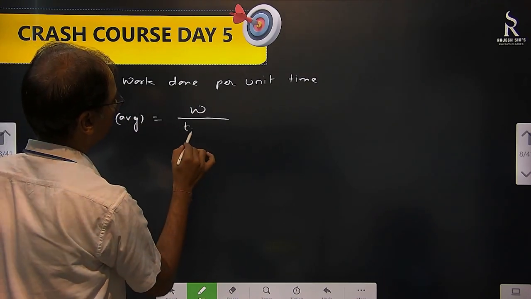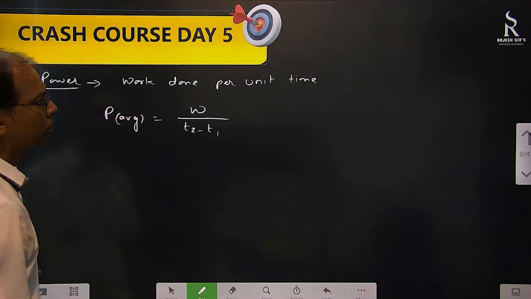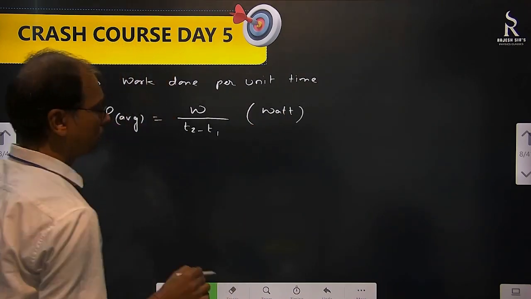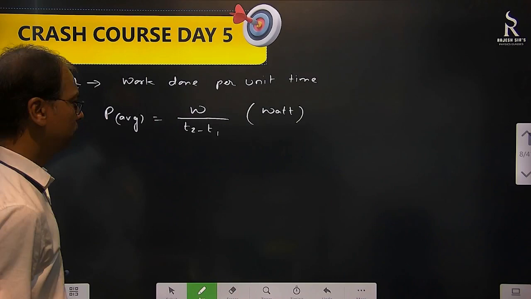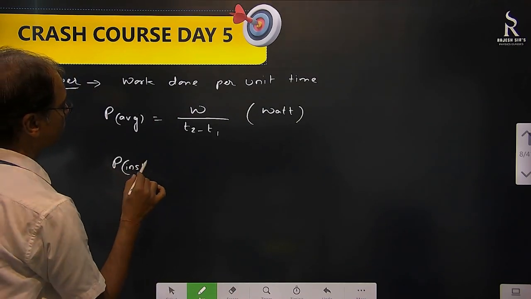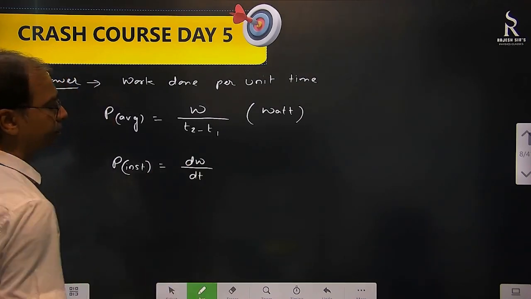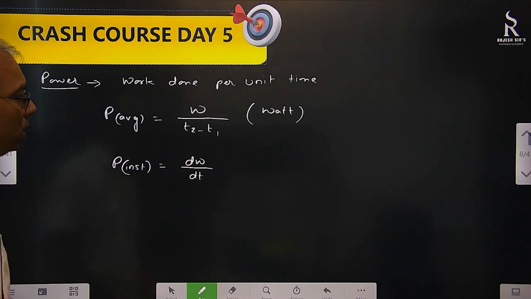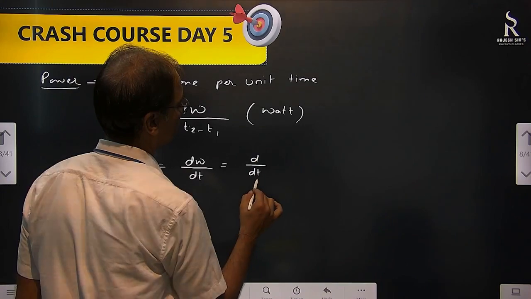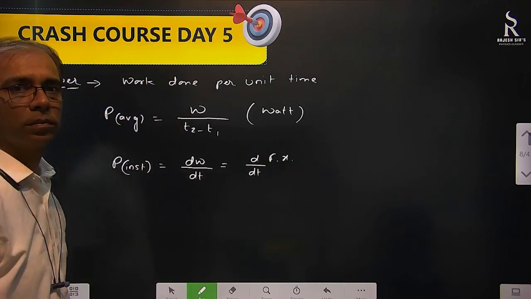Average power you can say is W by (T2 minus T1), or W by delta T. Its unit is watt. It is a scalar quantity, yes. Instantaneous power you can write as dW by dt. Further, d by dt of F into x. Correct?